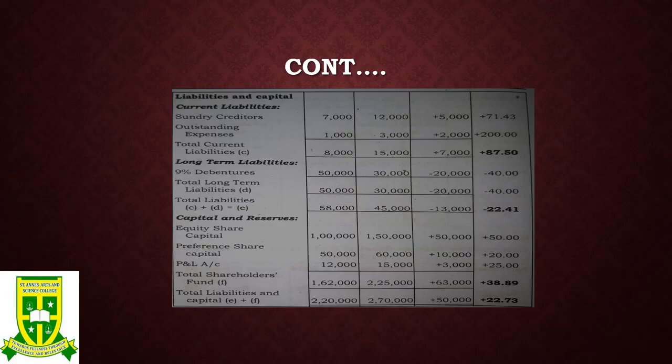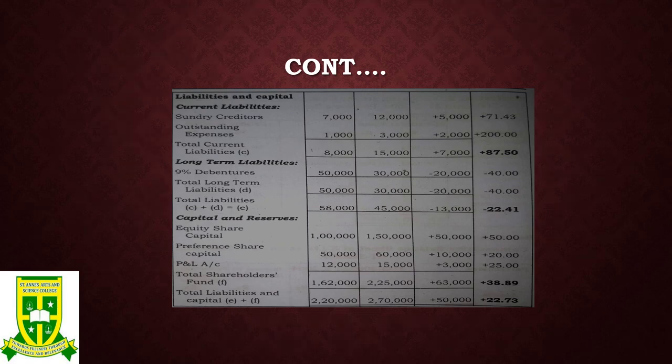Now long-term liabilities. Under long-term liabilities, we have only debentures. No other items have been given under the long-term liabilities. So debentures, first year is 50,000 and second year is 30,000. It has decreased by 20,000. So 20,000 divided by 50,000, you will be getting 40.